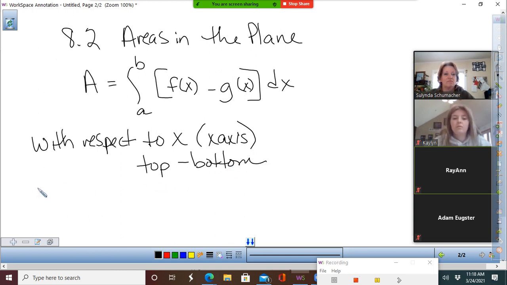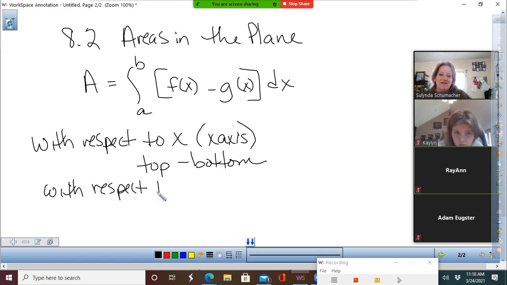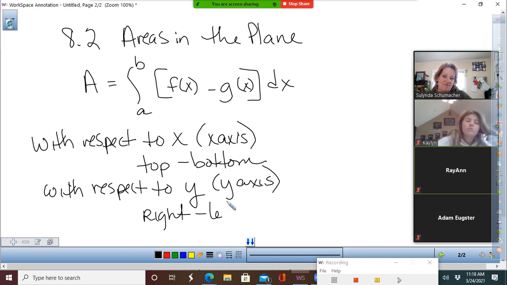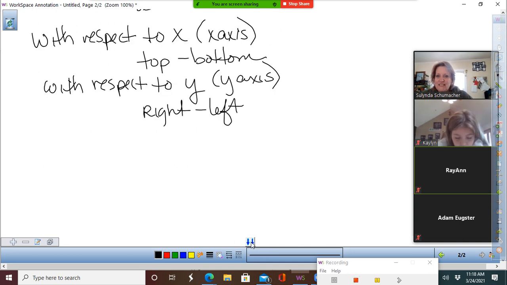If, this is our fun one, if it's with respect to y. Which means if you look at it, you can go from one side to the other to the y-axis. Kind of do it sideways. We're going to take the right and subtract the left. Okay? All right.